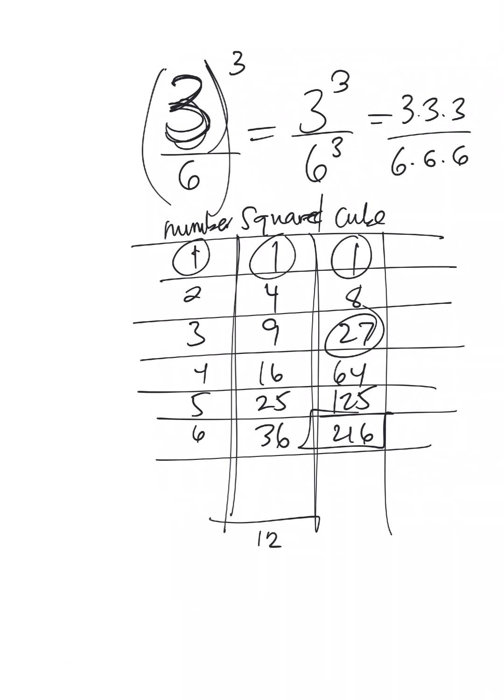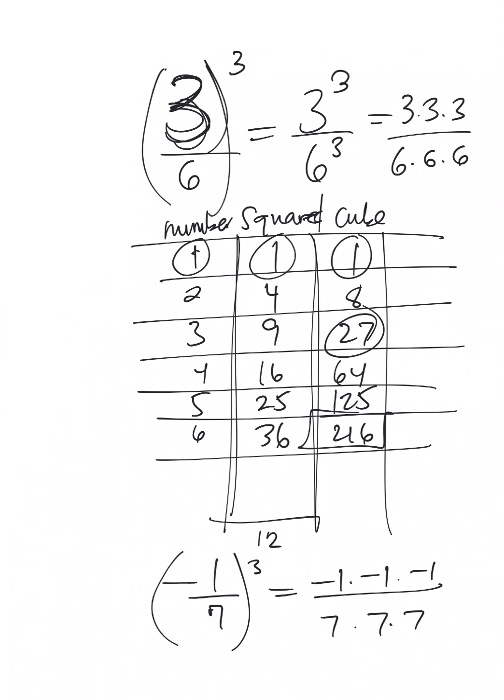Okay, so we have another problem here. What if we have negative 1 over 7 and it's cubed? Well, that would be negative 1 times negative 1 times negative 1 divided by 7 times 7 times 7, right? So the negative 1 times negative 1 times negative 1 is just negative 1. 7 times 7 times 7 is actually 343. So it'd be negative 1 over 343 for that one.